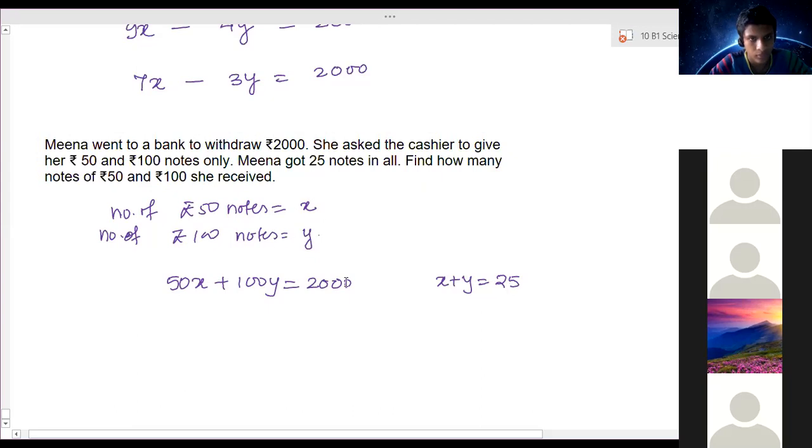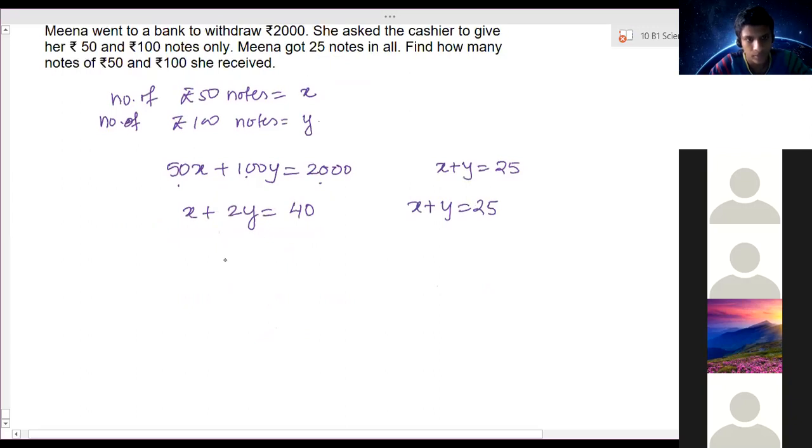So now the first equation, divide with 50. 50, 100, 2000, all are divisible by 50. So first divide this equation with 50. Ma'am, I multiplied X plus Y with 50. X plus Y also can be done easily this way. So directly subtract both the equations. Okay, that is also fine, no problem.